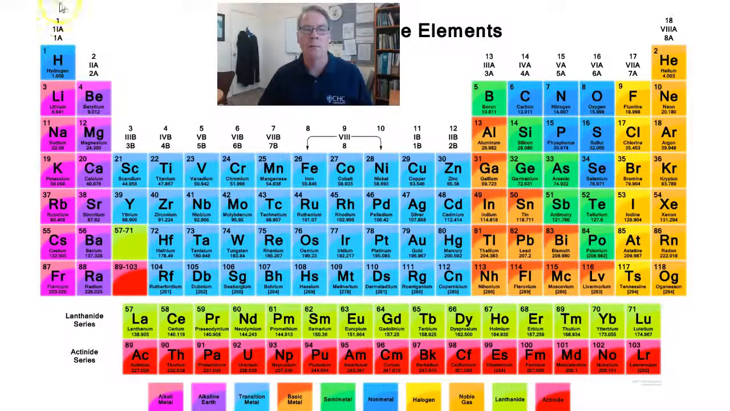So recap. Column 1 is valency of 1. This column is valency of 2. Column 3 is 3. Column 4 is 4. And column 5 is 3, and column 6 is 2, and column 7 is 1, and column 8 is 0. So that is the basis of which we will then use the periodic table to quickly work out what a formula of a common compound might be.